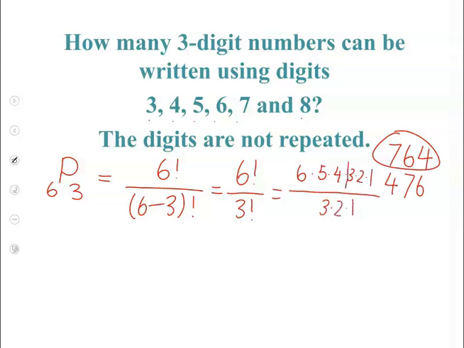This right here is 3 factorial. This right here is 3 factorial. So we didn't have to expand 3 factorial as 3 times 2 times 1. We cancel them anyway. So everything is cancelled here, and our answer is 6 times 5 times 4, which is 120.